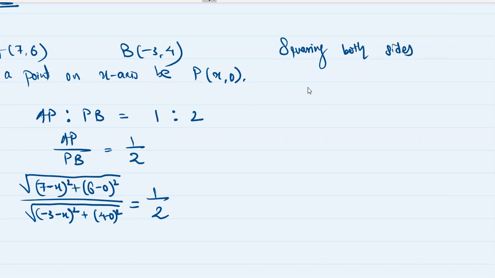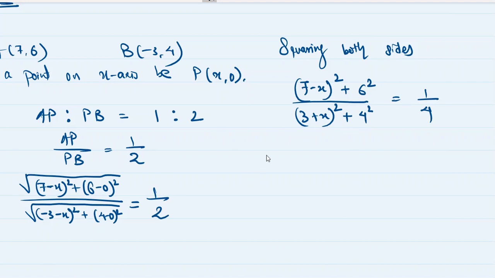We will get 7 minus x the whole square plus 6 square, the whole upon minus 3 minus x the whole square. Now minus 3 minus x the whole square, can I write it as minus of 3 minus x the whole square? So the minus sign will automatically get cut. So it is nothing but 3 plus x the whole square. Anyways, you are squaring both the sides, so if you take out minus and then square it, the minus sign gets cancelled anyway. Plus 4 minus 0 the whole square, that is plus 4 square, is equal to 1/4.